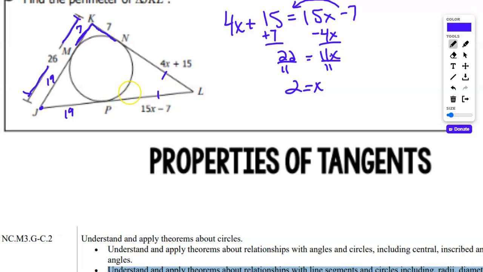Now that doesn't mean these segments are 2, it means X is 2. And when I plug that in, I would get 23. Automatically, I'm going to get 23 for that one. Plug it in if you'd like to. Remember, we're looking for the perimeter. 7 plus 7 plus 19 plus 19 plus 23 plus 23. And I believe that comes up to 98 for the perimeter.